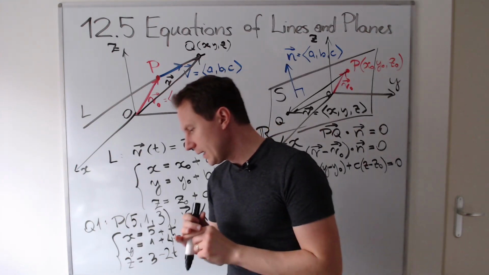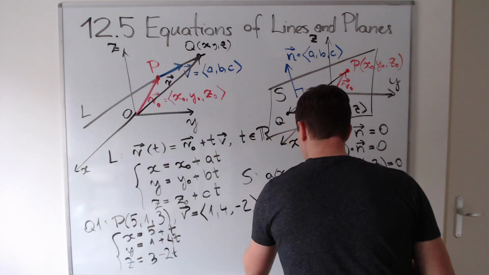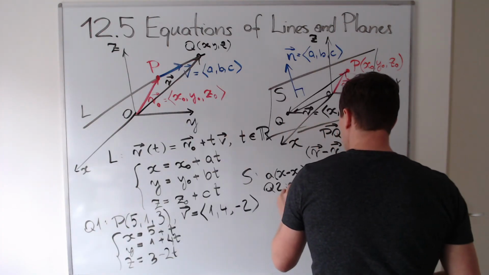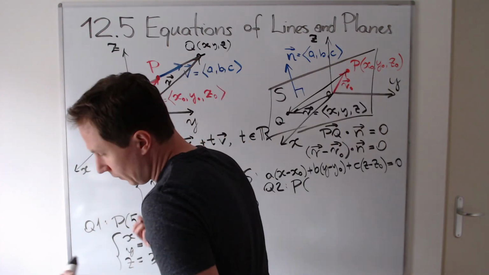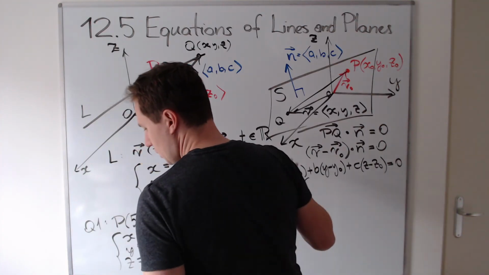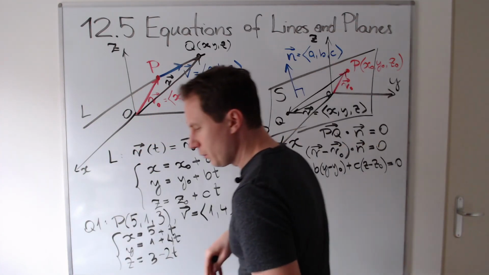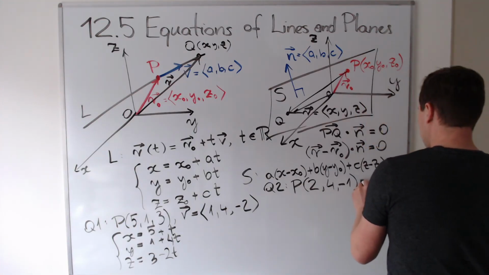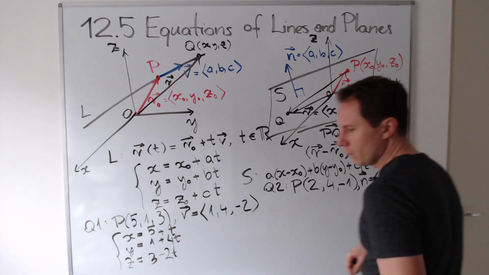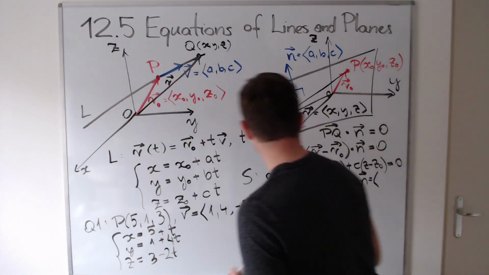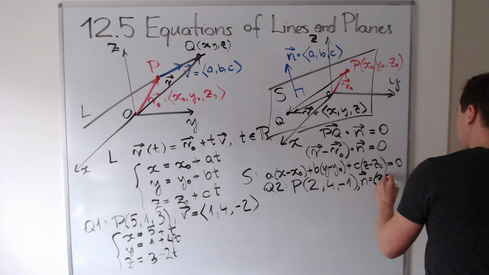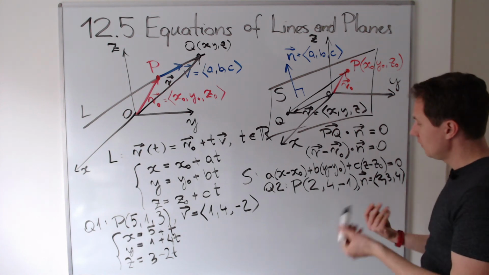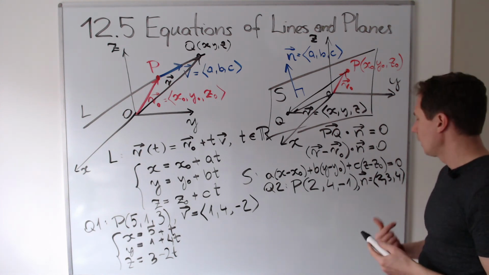So my next question is for you to give me an equation of the plane which passes through the point with coordinates 2, 4, minus 1 and has a normal vector with components 2, 3, 4. Okay, so pause the video and give the equation of the plane below.